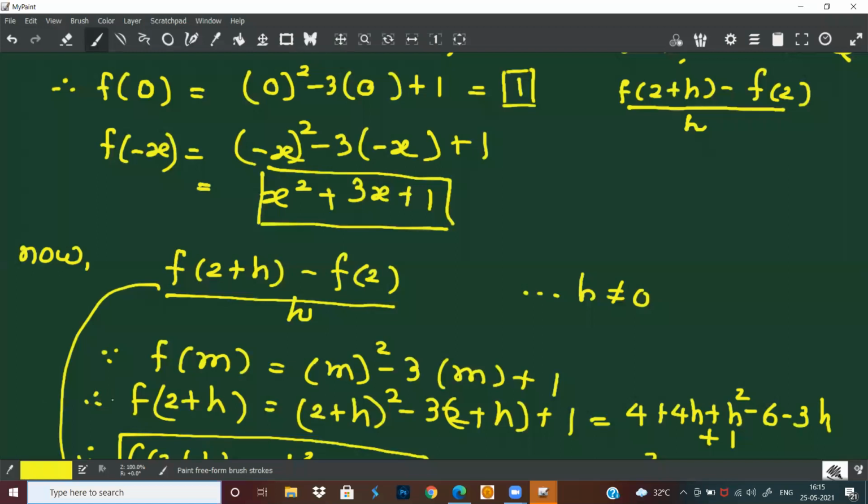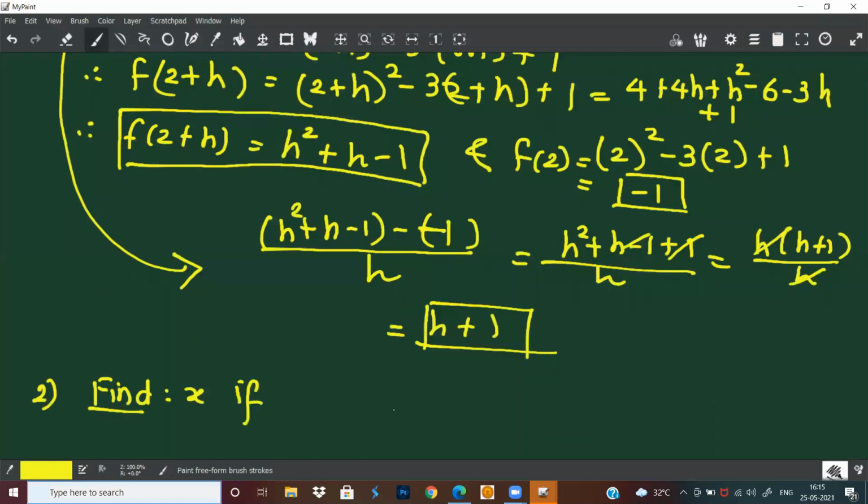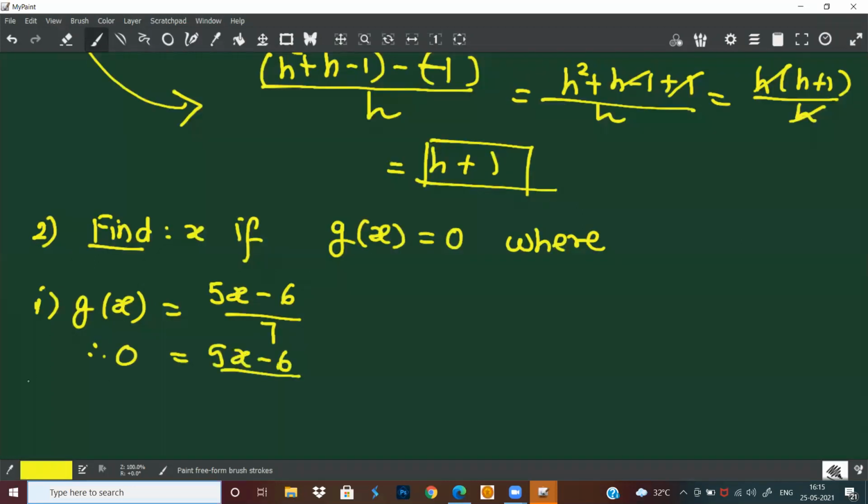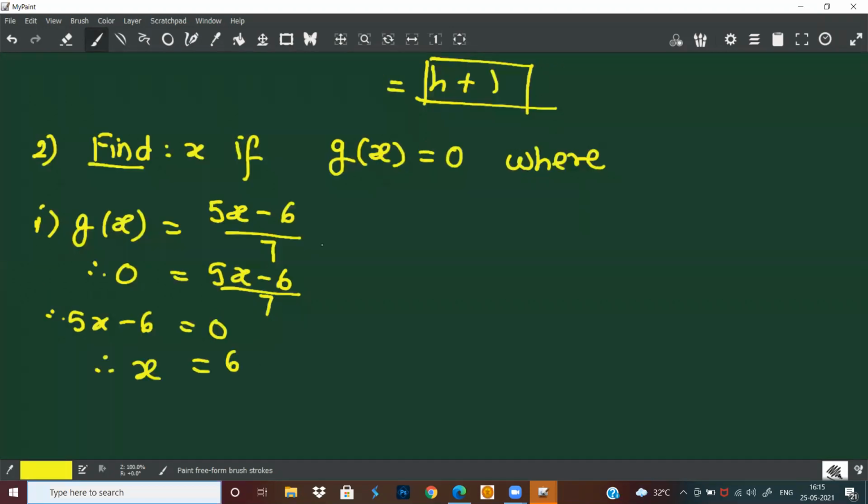Find x. If g of x is 0, where, in the first case, you are given g of x is (5x minus 6) upon 7. Since g of x is 0, the 5x minus 6 is 0. Perfect. So you get your value of x as 6 by 5. It means at what value of x the value of the function is 0.